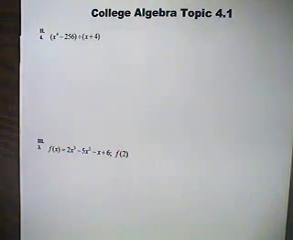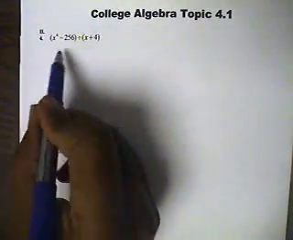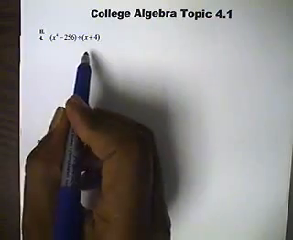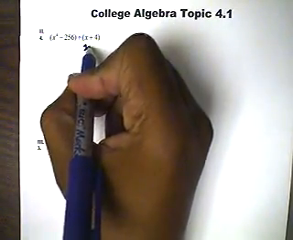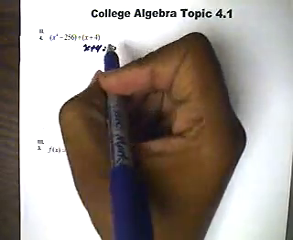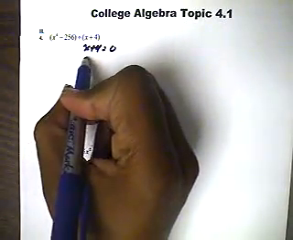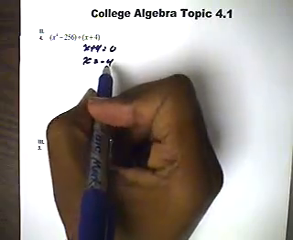College Algebra, Topic 4.1, Part 2, Number 4. We're going to divide these two polynomials by using synthetic division. So I'll begin by taking the divisor here, x plus 4, and setting it equal to 0, and solving for x. I'll get x equals negative 4.